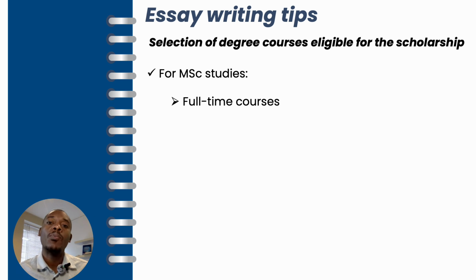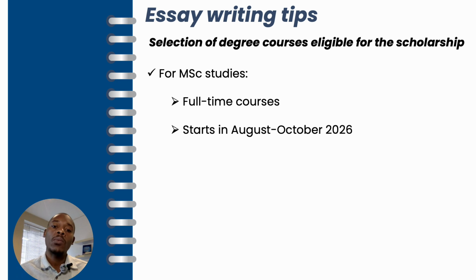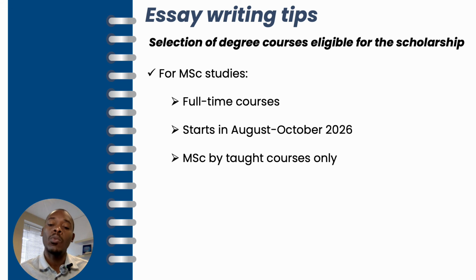For this scholarship, you need to select a full-time master's course because you'll be required to be in the UK full-time for 1 year. The course that you're going to select should be able to start between August and October 2026. If you select a course that starts in January 2027 or January 2026, that course will not be eligible. So select a course that starts between August and October 2026. Those are the courses that are eligible, and they should be full-time.